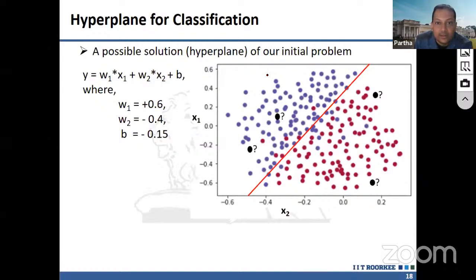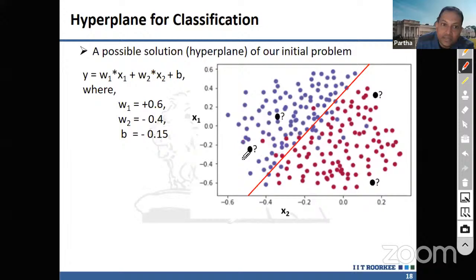Okay, so let us consider now our previous examples. We have this different data in this two-dimensional space x1 and x2, and this can be a possible solution. If you have some positive and negative data, and I just make W1 as 0.6 and W2 as -0.4 and B is -0.5, then this formula, this line, becomes this one.